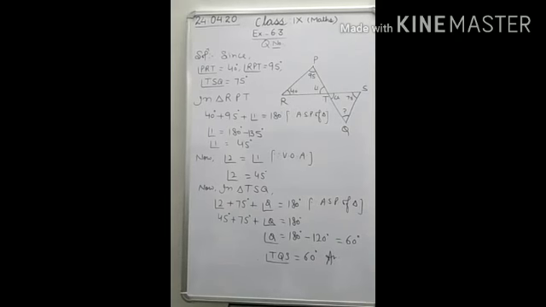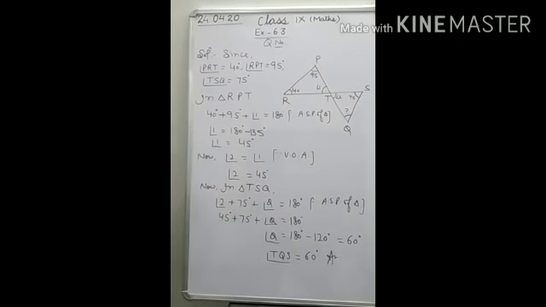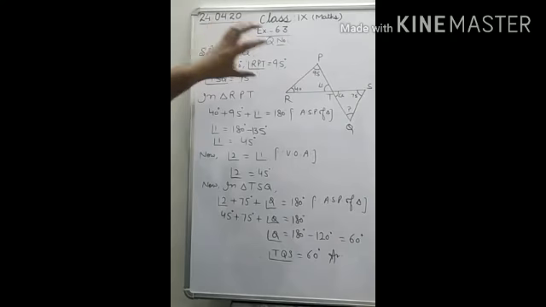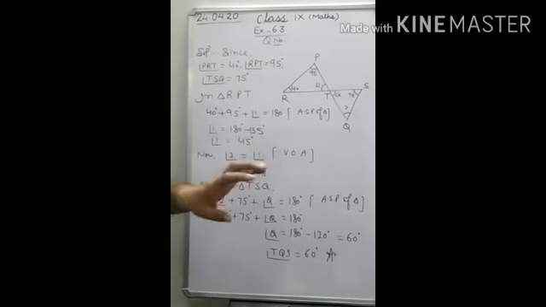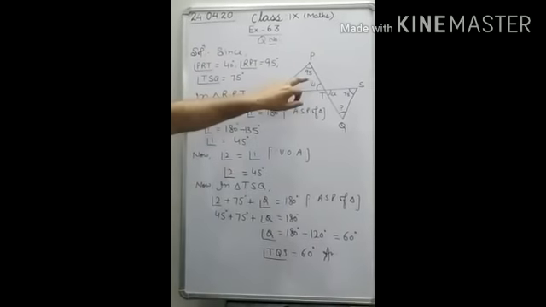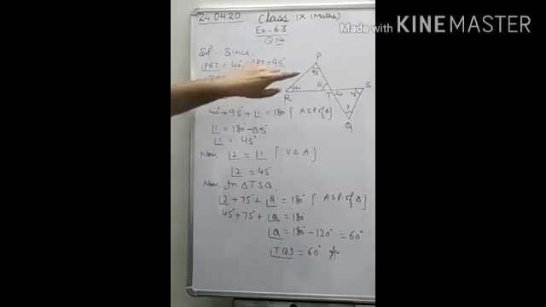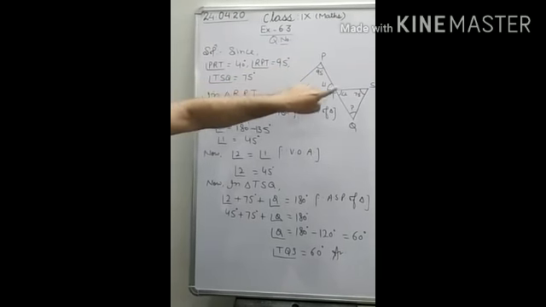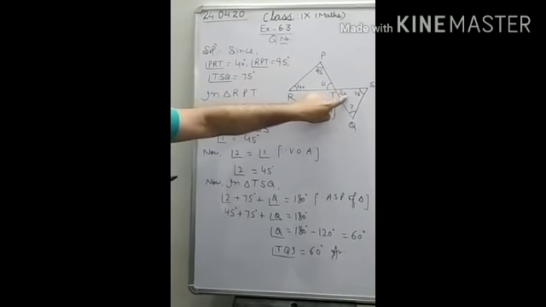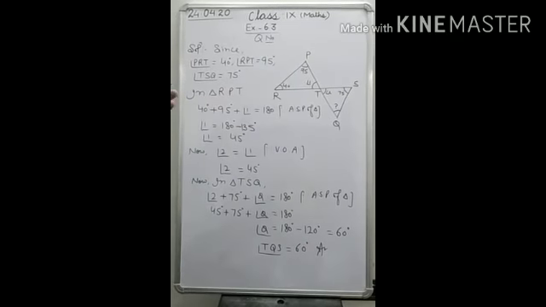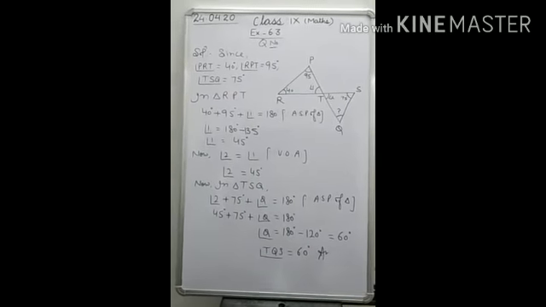Now let us recapitulate. Students, here in this triangle, first we have two angles. So with the help of the angle sum property, first of all we will find out this angle 1. Then with the help of vertically opposite angles, if we get the measure of angle 1, then we can get the measure of angle 2. And after getting the measure of angle 2, we can get the third angle of the triangle. So this is for the day.